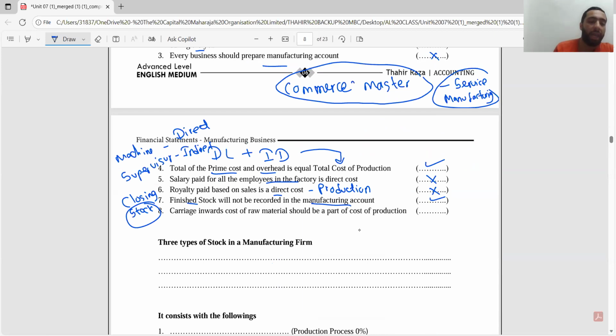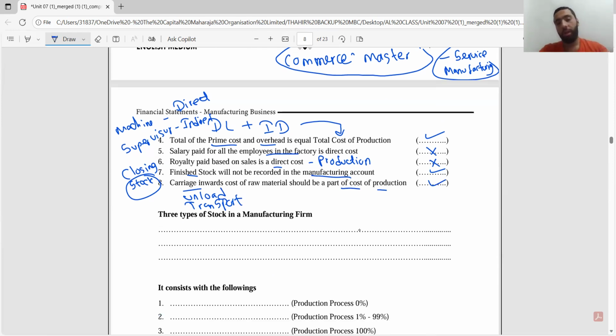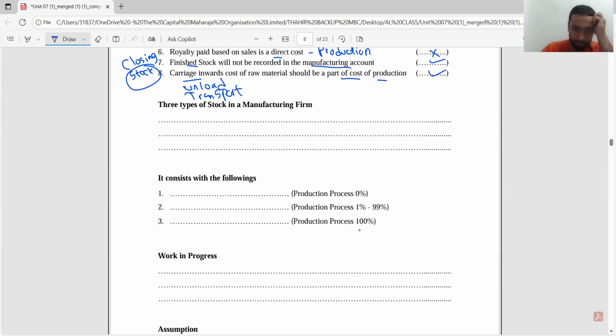Right? Carriage inward cost of raw material should be a part of cost of production. Carriage inward කියලා කියන්නේ මොනවද? To unload, right? To unload or transport. මේක production cost එකට දාන්න ඕනද? ඔව්. නැතුව දාන්න නැත්නම් කොහොමද වැඩි වෙන්නේ? So this is correct. Okay. Done.